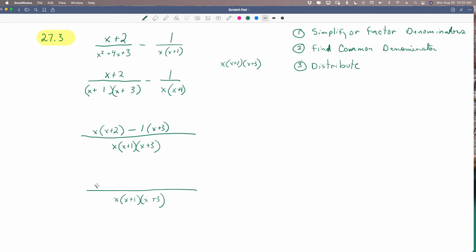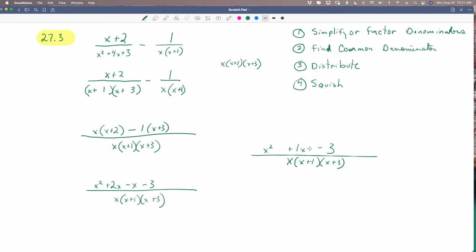So x times x is x squared, and that's going to be 2x. Negative 1 times x, that's going to be minus x, and then that's going to be a negative 3. Now we squish. And that is going to give us an x squared, and we have a 2x minus 1x is going to be a positive 1x minus 3.